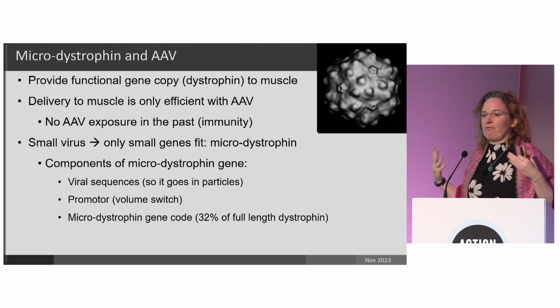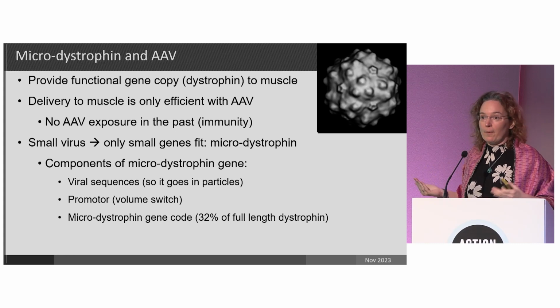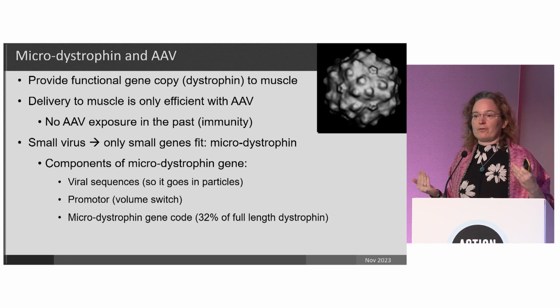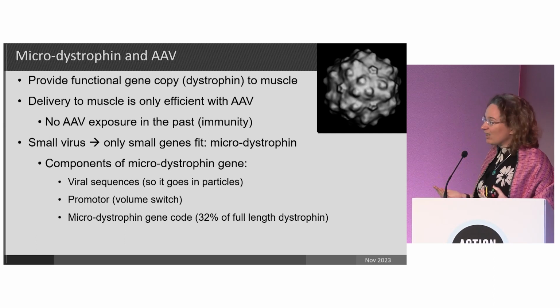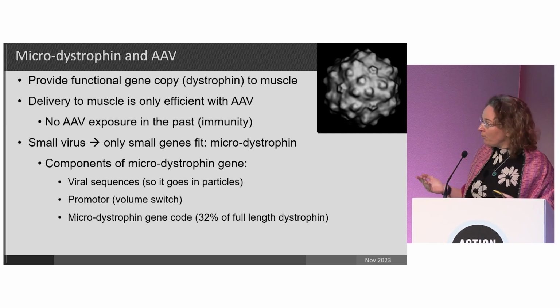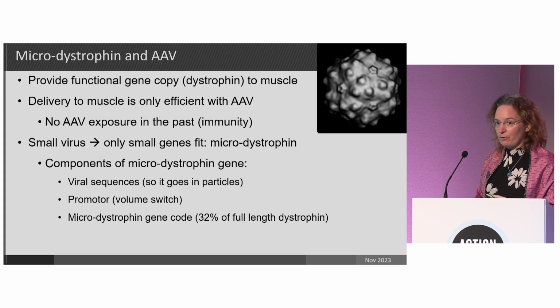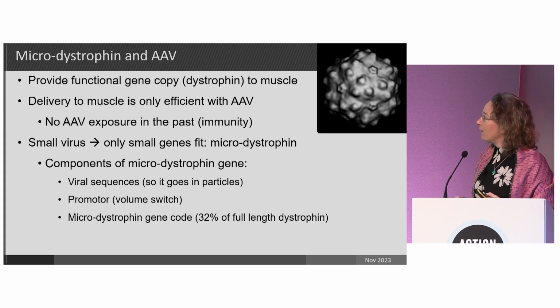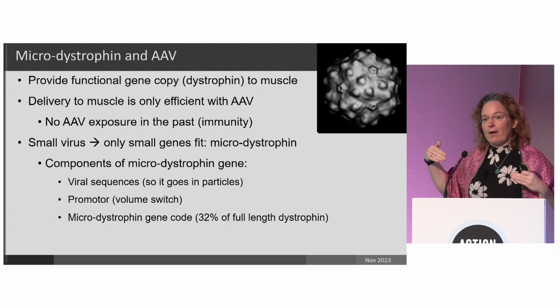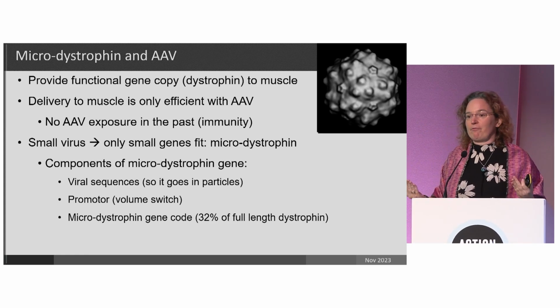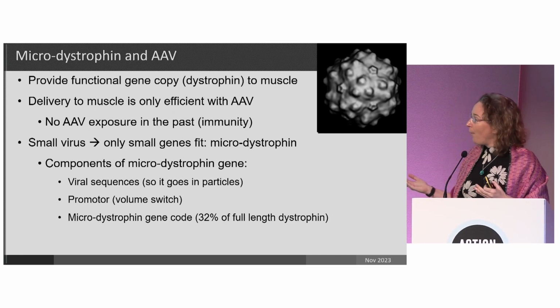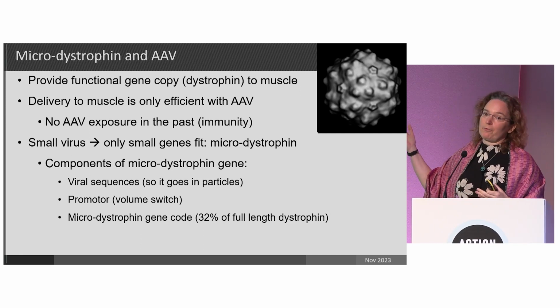So we need a vehicle, we need a delivery tool. And the best tool to deliver genetic material is the virus. There are actually not that many viruses that can go to muscle, but there is one, called adeno-associated virus, AAV. AAV is a virus that if you get infected, you will not get sick. So that is nice. However, you will get an immune response.